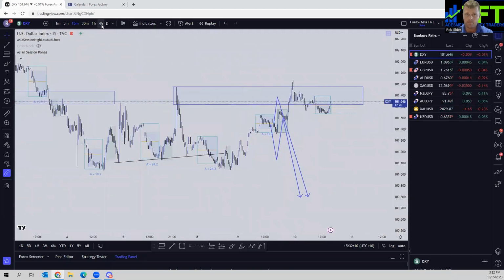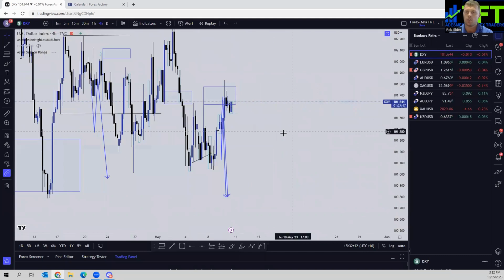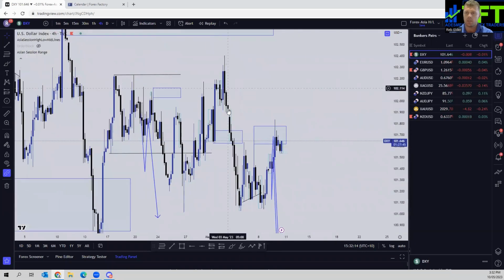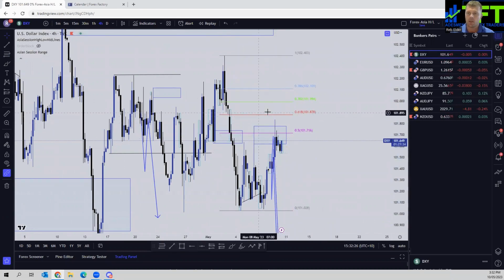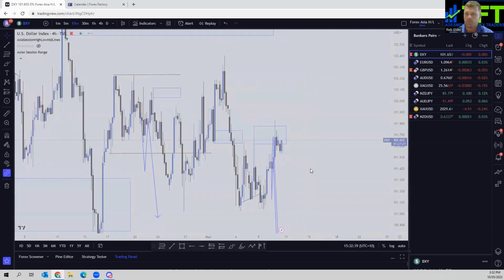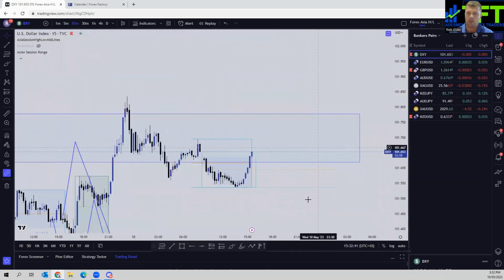So looking on the 4-hour here, we can see that we've had this big leg down, and this is all internal structure. If we put a fib on this leg from here down to here, we've just tagged up above the 50% line, coming up towards that 618. So we may possibly see a slight further rise before dumping, but again, my bias on the higher time frame of the Dixie is short or bearish. So again, just looking for those bearish entries at the moment.